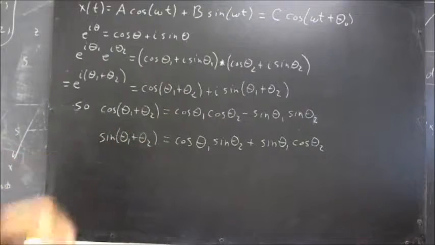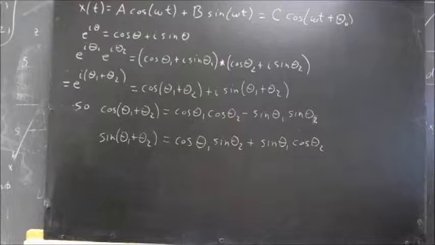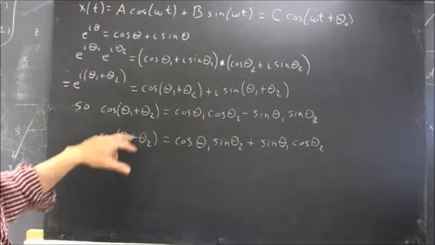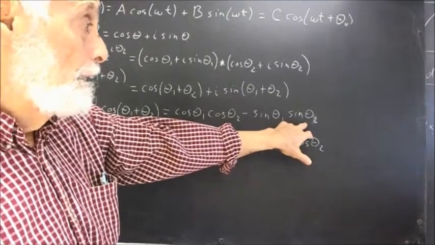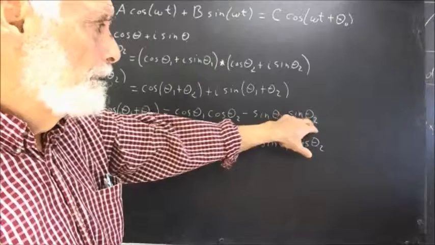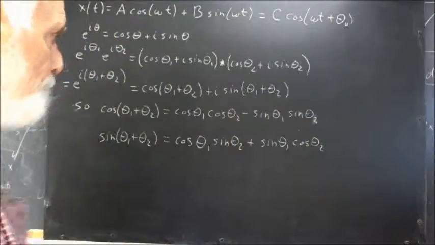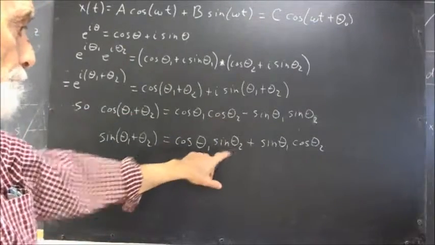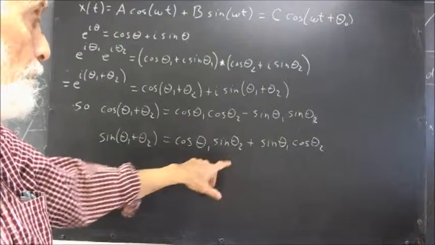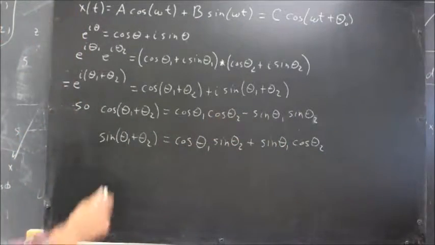And if you had a difference, then you'd have a negative on your theta 2, and the sine of theta 2 would be the sine of a negative, which is the negative of the sine of theta 2, and that would change the sign of this, and it would also change the sign of this term. Cosine is an even function, sine is an odd function, so you can deal with that very easily.